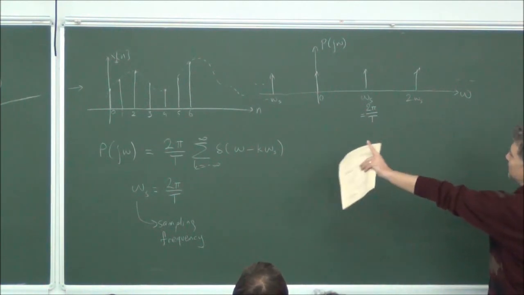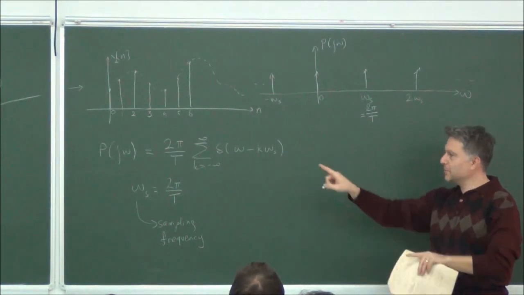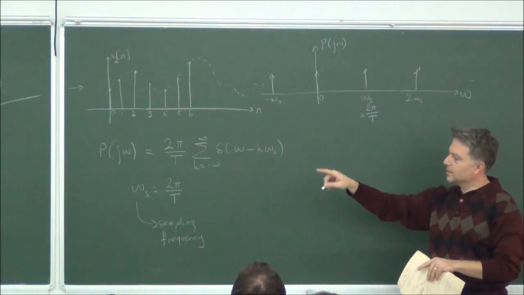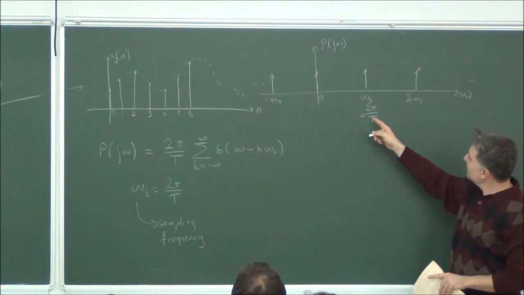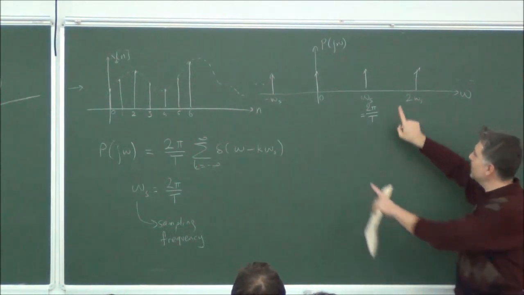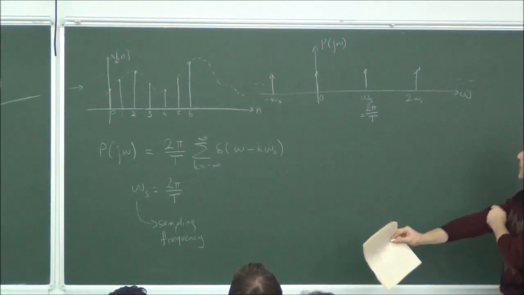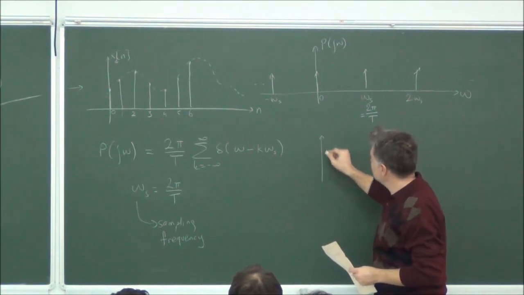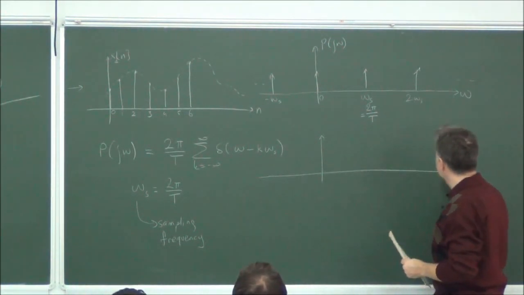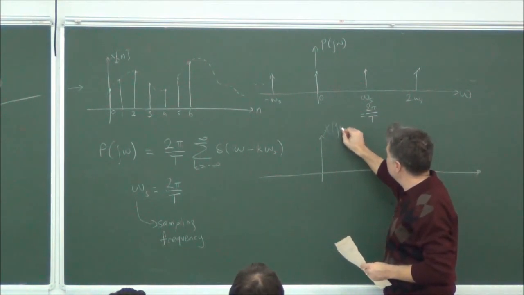They will be very separated. If the separation between the time domain impulses is large, then this 2 pi over capital T will be small, and these will come closer to each other. So that is P of j omega, and we must somehow express X of j omega as well.